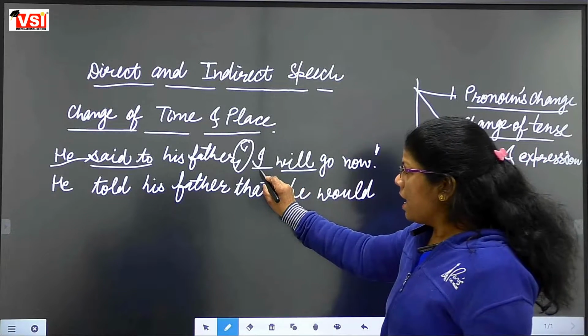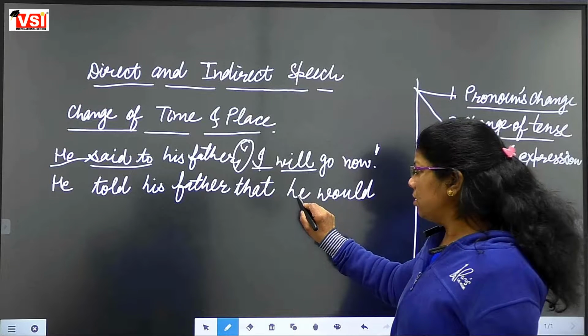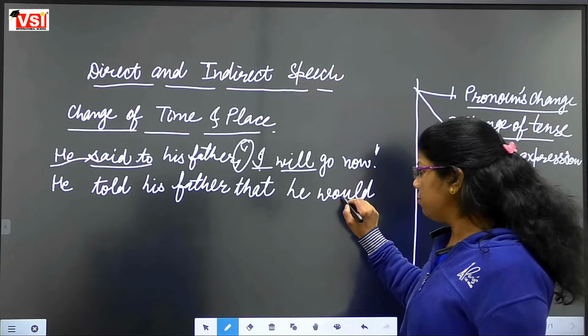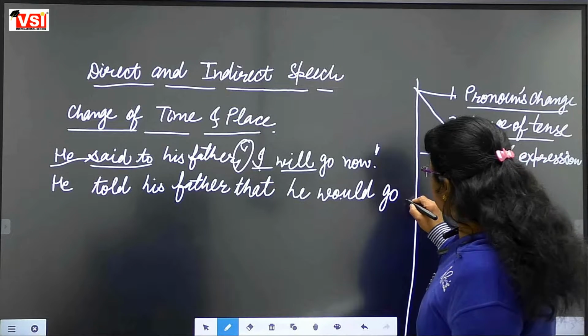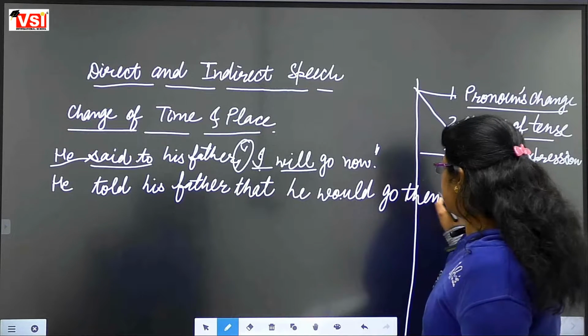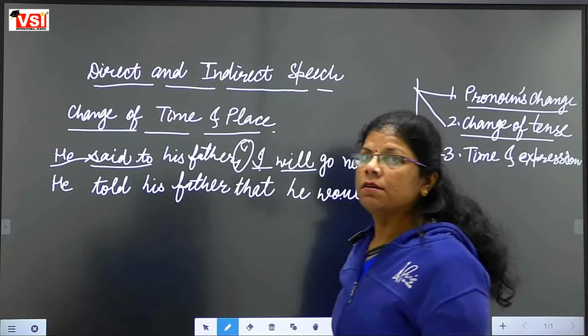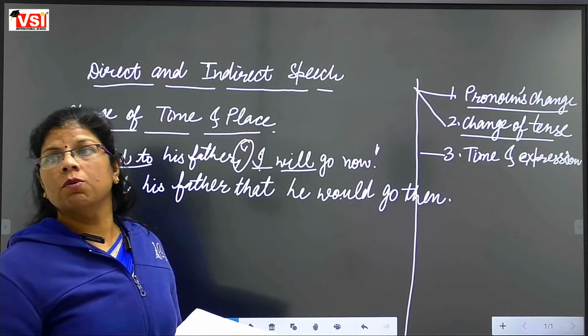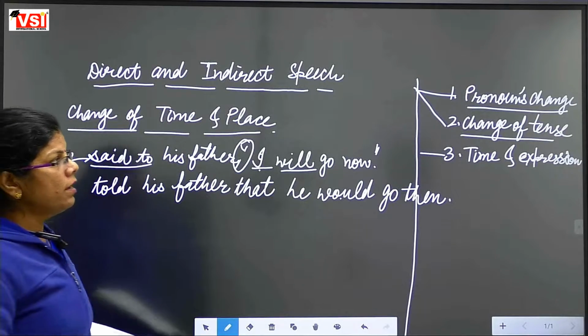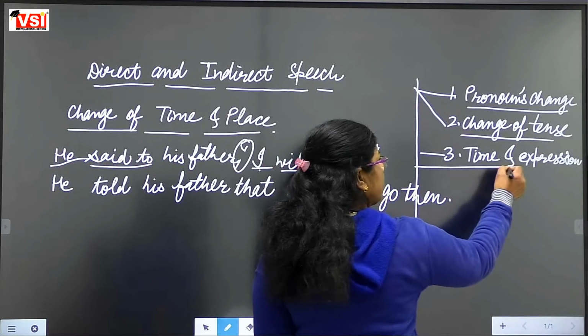Fine. So "I" will be changed according to "he". "Will" will be changed according to "would". "Go" will be "go", and "now" will become "then". We have learnt it right now. Only 5 minutes ago, we discussed the change of time and expression.